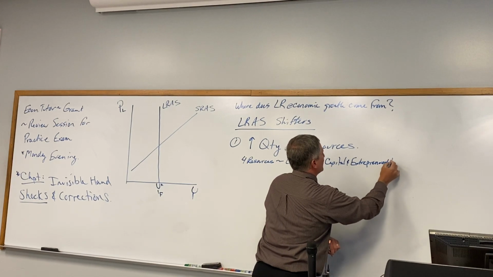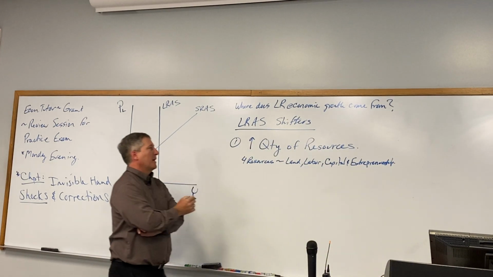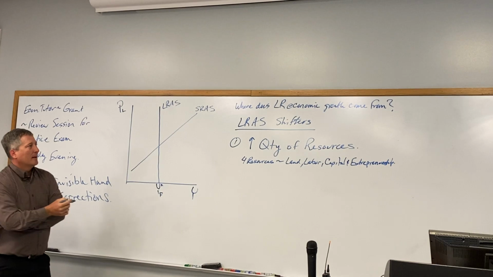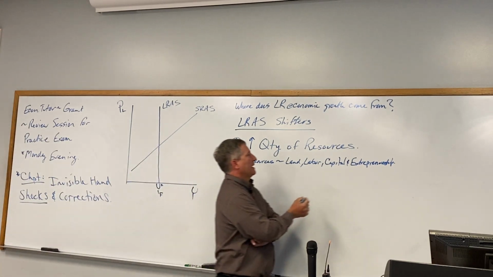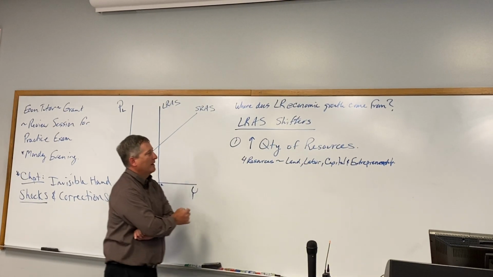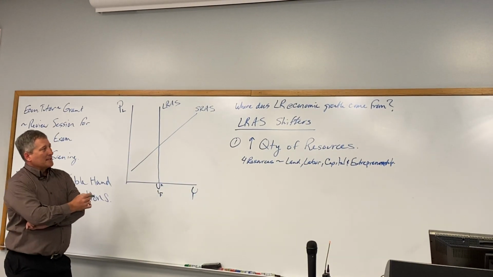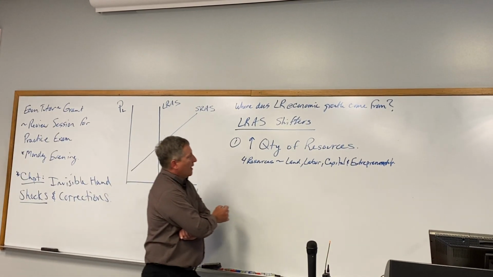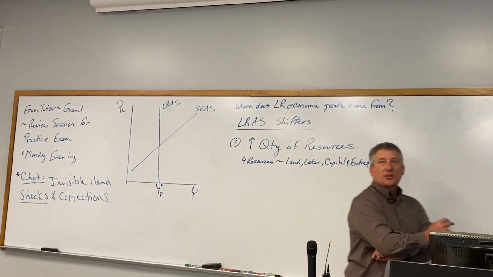Which is a hard one to spell. Entrepreneurship. I still didn't spell it right. This has got an E wrapped around the U. That's the hard part, I think. But luckily this isn't spelling class. All right, land, labor, capital, entrepreneurship.